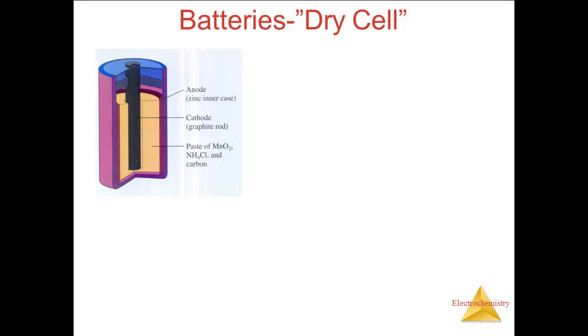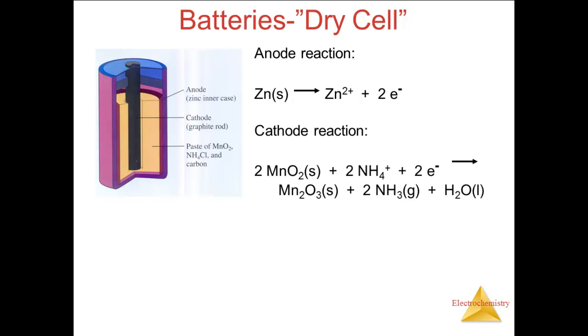The dry cell is not really dry, but does not contain a solution, as many cells do. It consists of a graphite electrode at the center of a paste containing manganese 4 oxide, ammonium chloride, and carbon. The other electrode is the zinc inner case. At the anode, zinc metal oxidizes to zinc 2+ ions, while at the cathode, the manganese is reduced from +4 to +3. In the process, ammonia gas is produced.